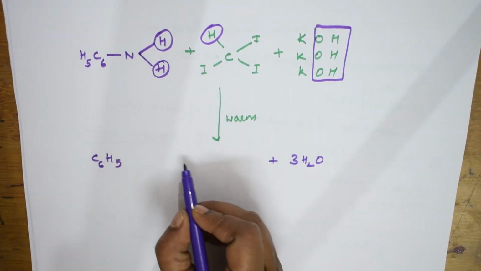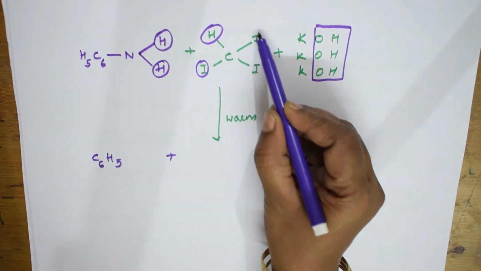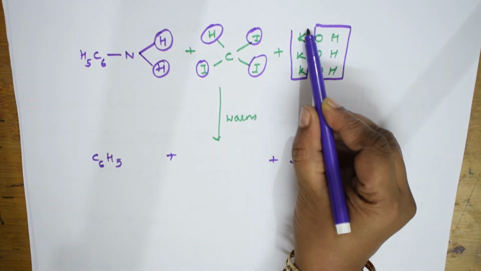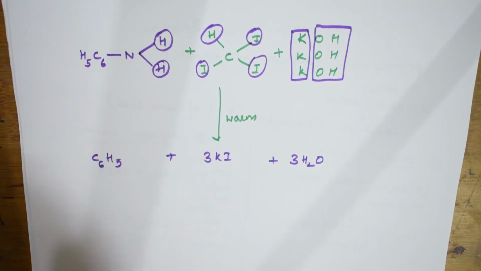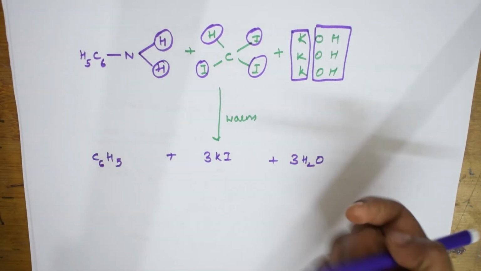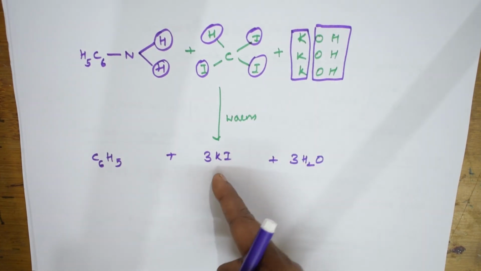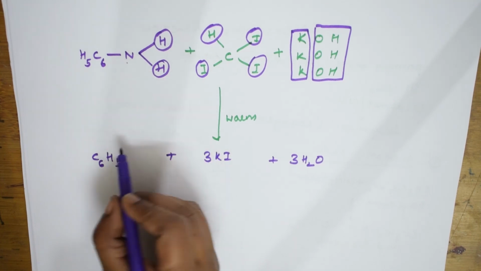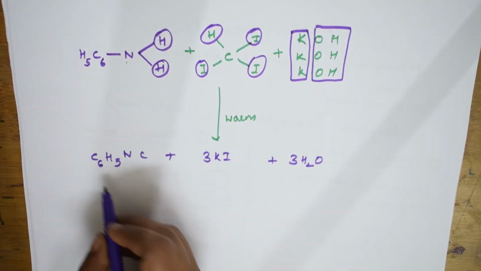Done, students. Now what is left out? We are left with K. 1, 2, 3 and 1, 2, 3 potassium. So how many are there? 3 KI are there. Over. What is left now? C6H5. Water has come out because you have warmed it. Then KI, potassium iodide, 3 moles are out. What is left out? C6H5 is left, this N is left, this C is left. That's it. What is the name of this compound?